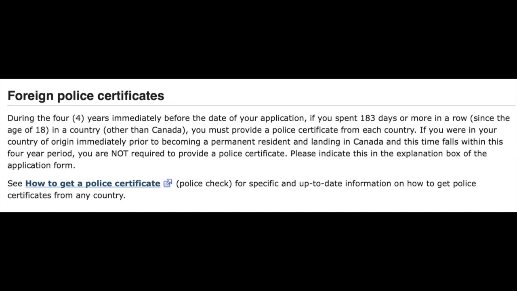Foreign police certificates. During the 4 years immediately before the date of your application, if you spent 183 days or more in a row since the age of 18 in a country other than Canada, you must provide a police certificate from each country. If you were in your country of origin immediately prior to becoming a permanent resident and landing in Canada at this time falls within this 4-year period, you are not required to provide a police certificate. Please indicate this in the explanation box of the application form.